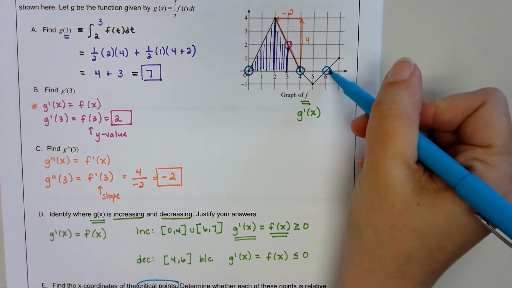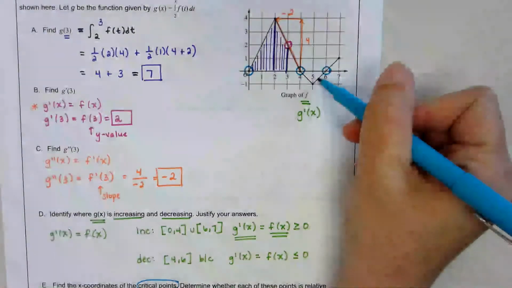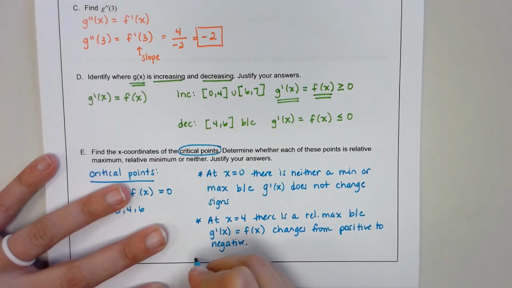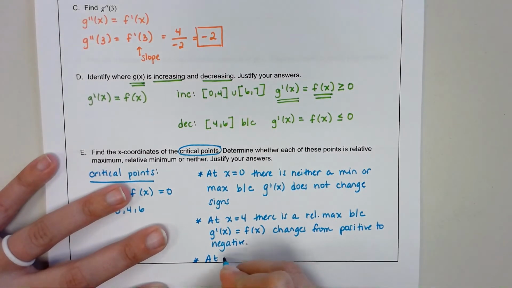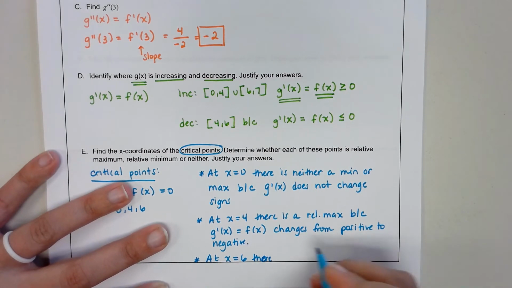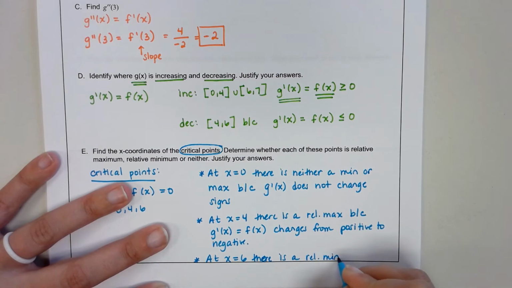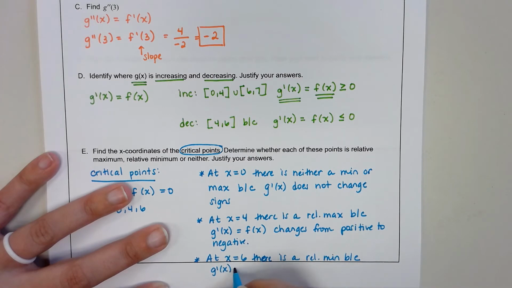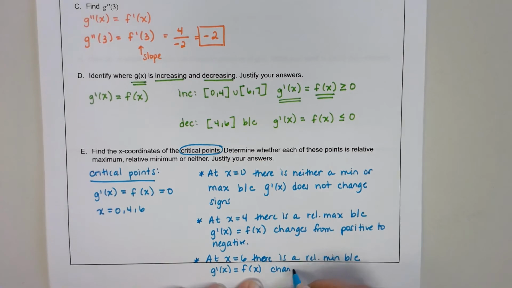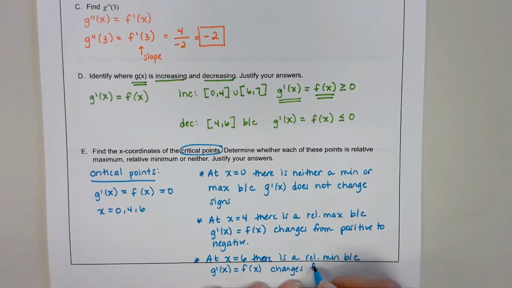Last but not least, at 6, we're going to have a min because the graph changes from negative to positive. So we would say at x equals 6, there is a relative min because g prime of x, which is equal to f of x, changes from negative to positive.